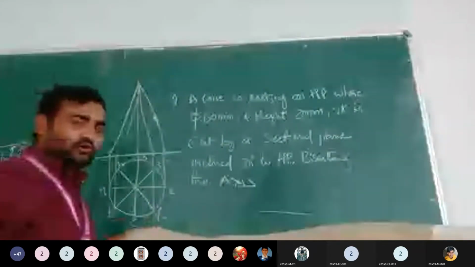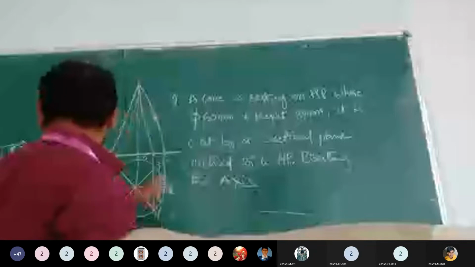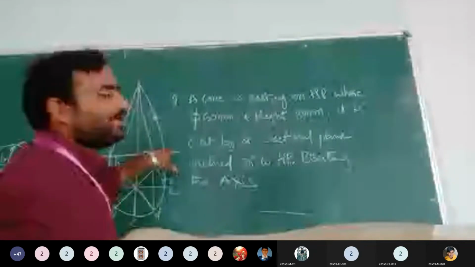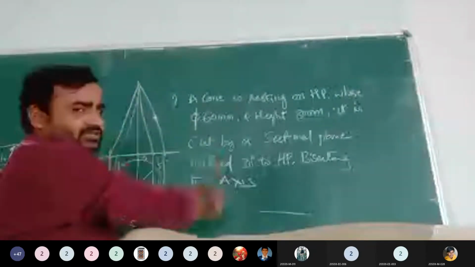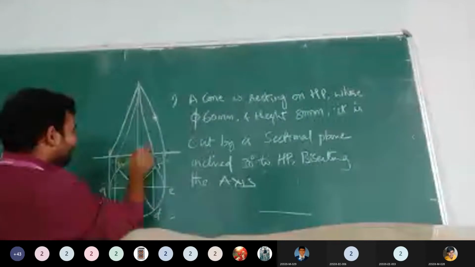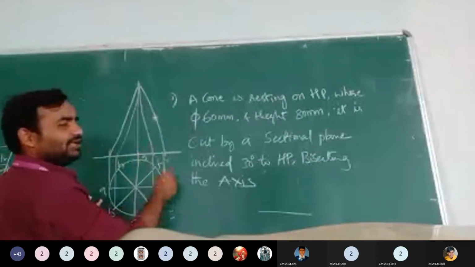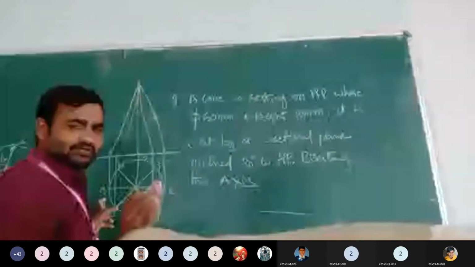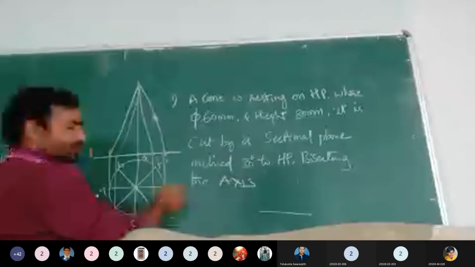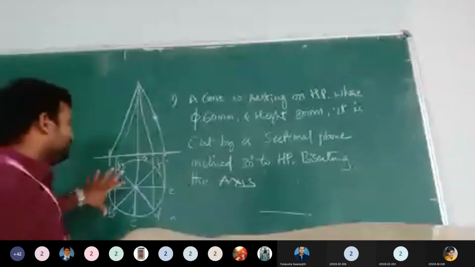Before that, I make a note: A, B, C, D, E, F, G, H. As I have already told you in the previous classes, if you want to give the lettering, you have to follow either anti-clockwise or clockwise. You should not make A, B, C, D like this, wherever you want. You have to follow a certain direction, either anti-clockwise or clockwise.